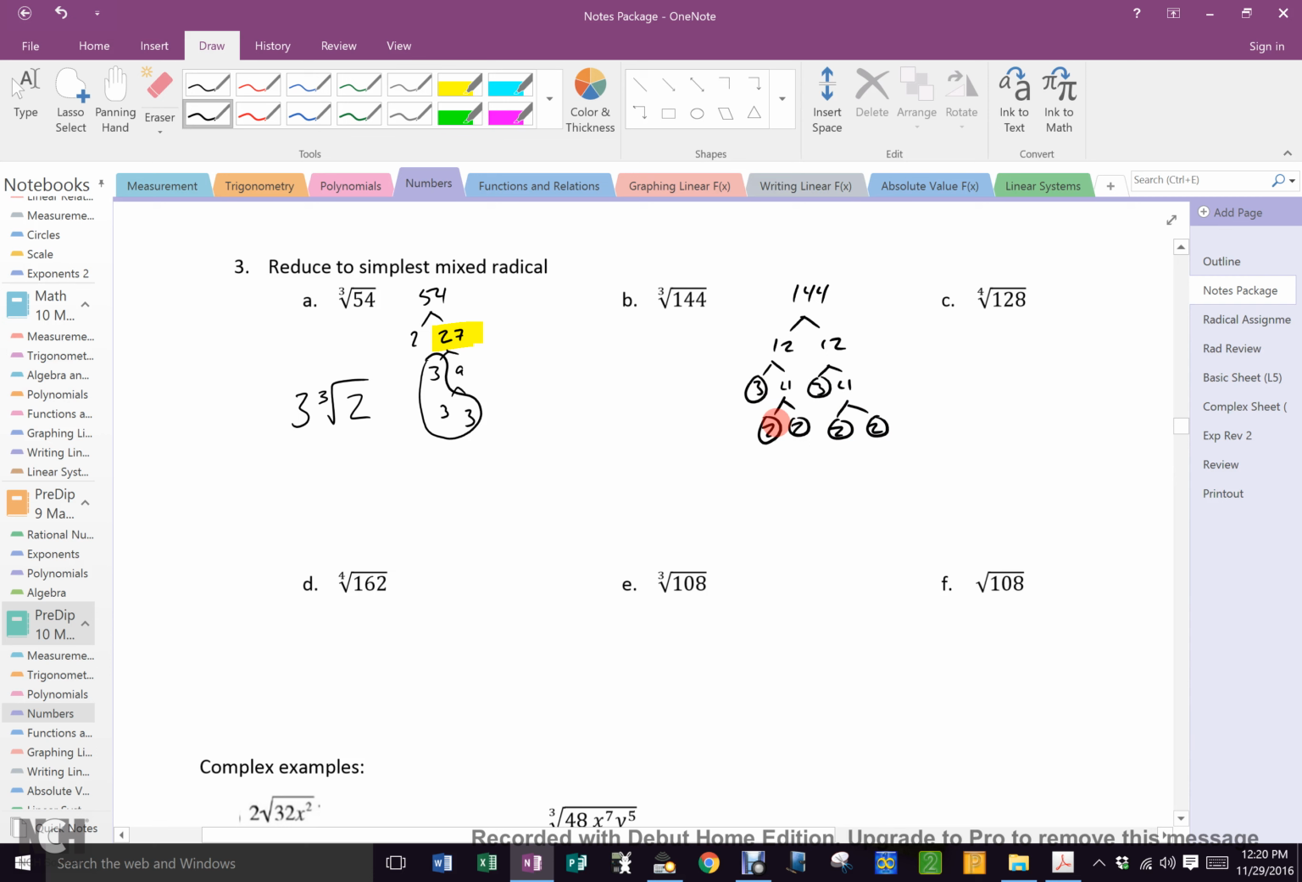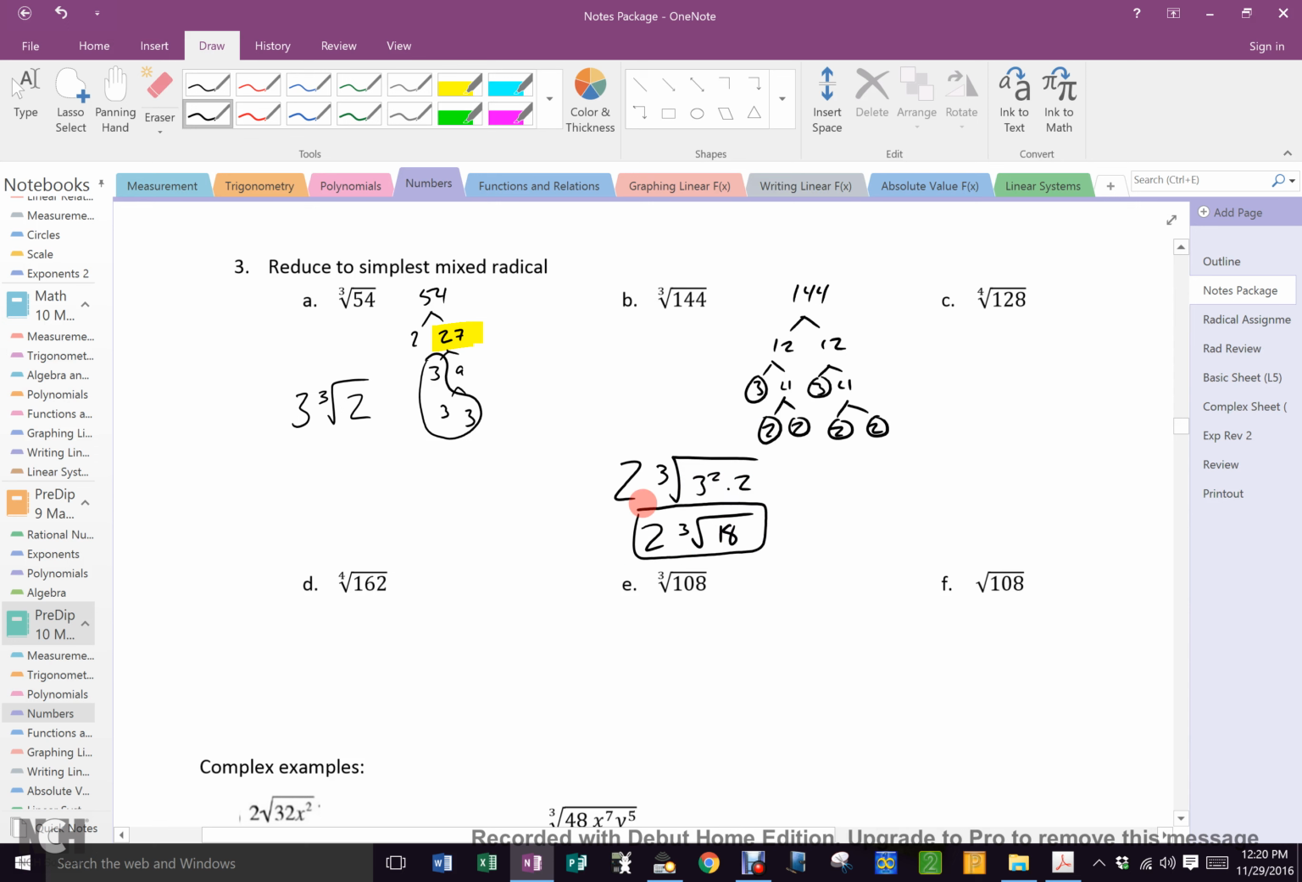Did I get a group of 3 anywhere there? Where? The 2. So out is coming a whole group. But what did I leave under there? 2 and 2, 3. 3, 3, and 2. So 3 squared times 2, which is 18.